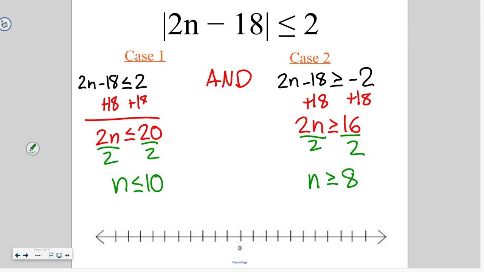Now, remember, this is an and statement. So when I graph my two inequalities, I'm going to have a closed circle at 10 and a closed circle at 8. We want it to be less than 10 and bigger than 8. So we are only concerned about that overlap area. So our final solution for this and case is only between those 2 points.